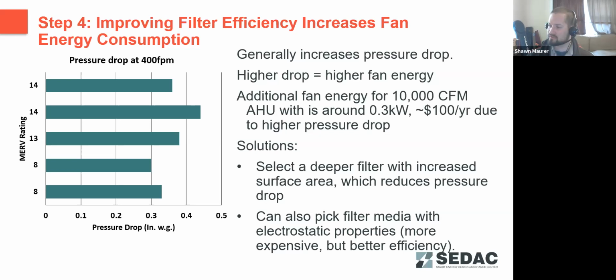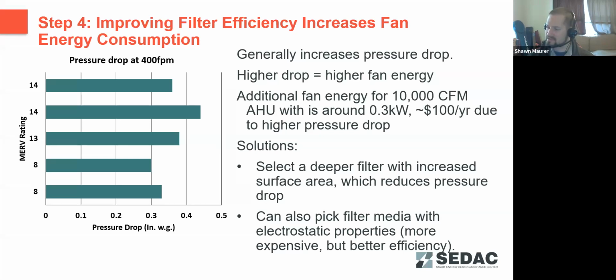Ways that you can mitigate how much that fan energy is going to increase. You can select deeper filters, which may require modifying the filter rack for the system. But if you can increase the filter area of that filtration system, that decreases the velocity of air moving over the filter, which then decreases that pressure drop. There are also filtration media available that have electrostatic properties to the filter media. And so the actual density of the fibers might be more similar to a MERV 8 filter, but because it can attract and attach particulates out of the airstream, it acts more like a MERV 13 system.